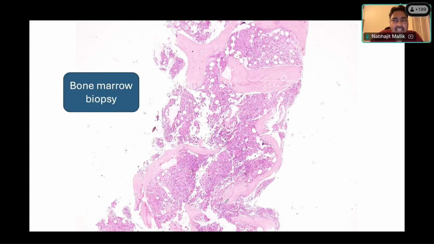And anything else? Length of the biopsy? 1.5 to 2 centimeter at least. Great. So that's what WHO says, 1.5 to 2 centimeter at least in length, and 8 to 10 intertrabecular spaces to be seen. Right. So suppose this biopsy is adequate. Now what do you see in this scanner view of the biopsy?